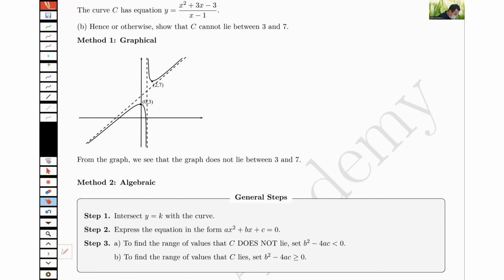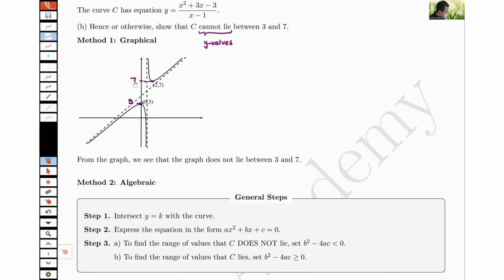Let's say they ask, can you have this graph which I have drawn and show that C cannot lie between 3 and 7? When they use this phrase, cannot lie, it means the Y values. I want the Y values not to be between 3 and 7. From the perspective of the graph, it is quite straightforward because I can literally see that the Y here is 3, the Y here is 7, and there is nothing in between. So from a graph perspective, it is clear-cut.